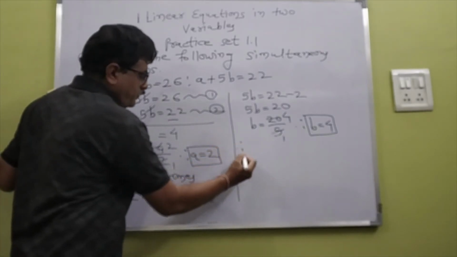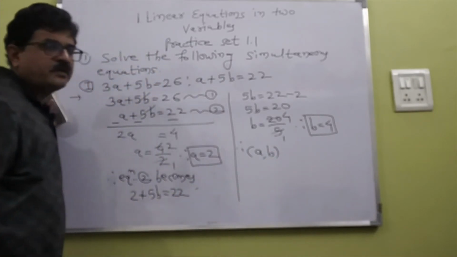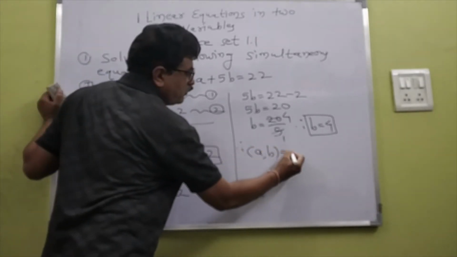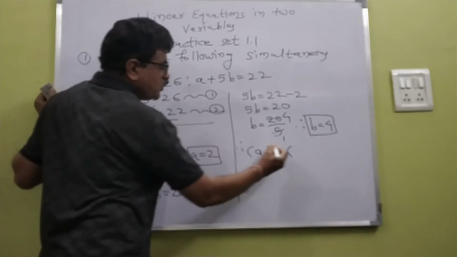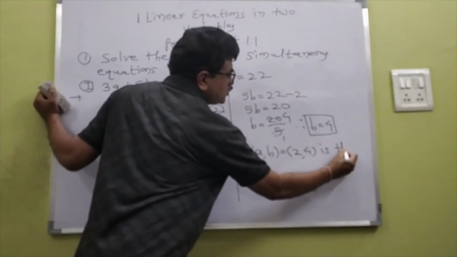Therefore write down (a, b) is equal to (2, 4) is the solution.